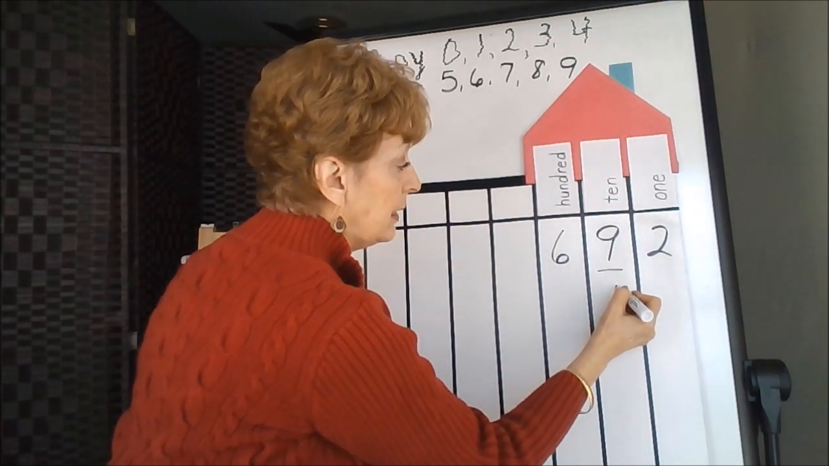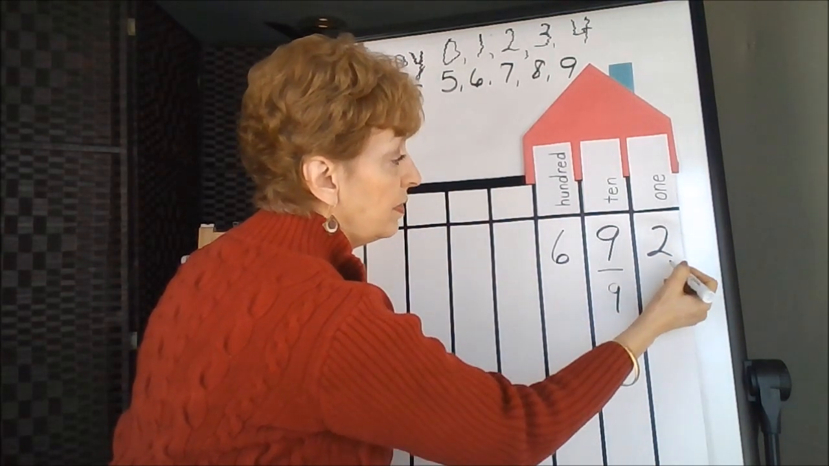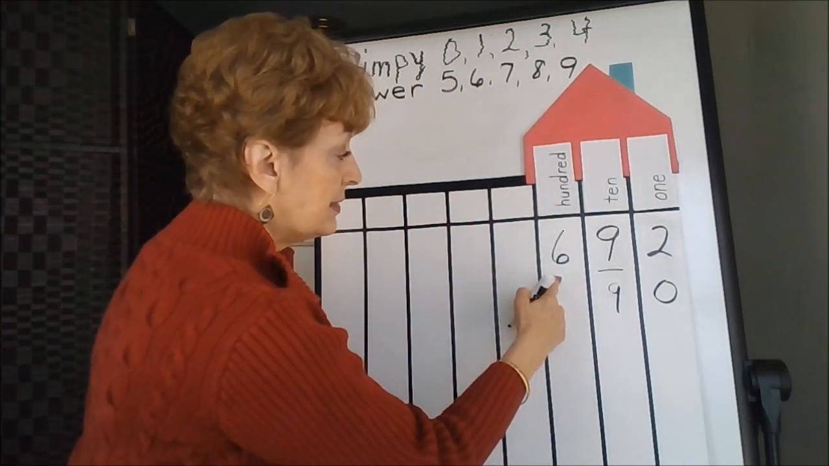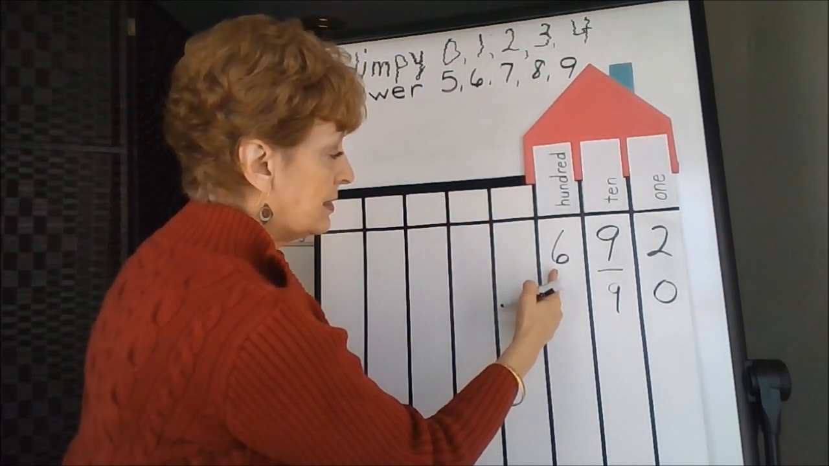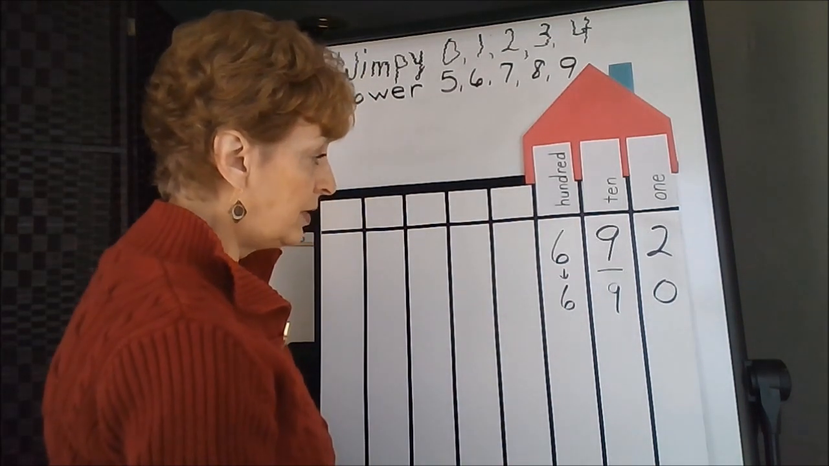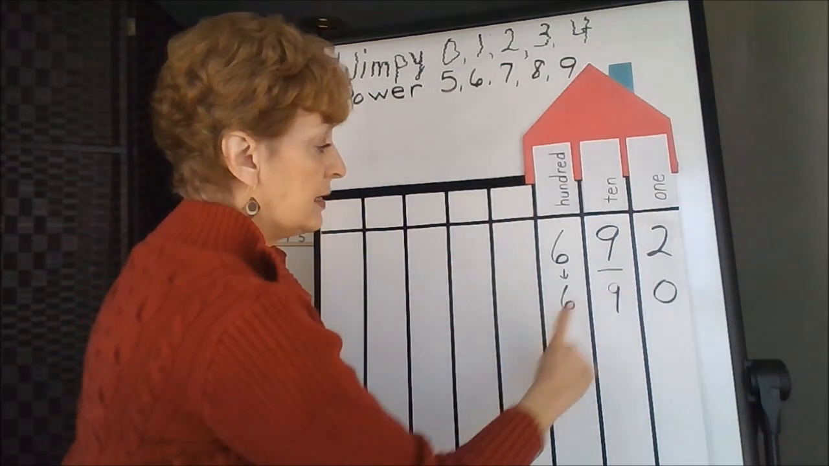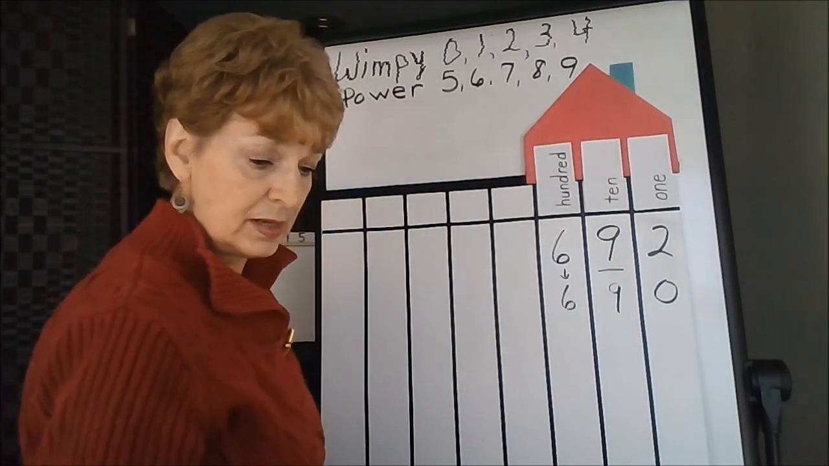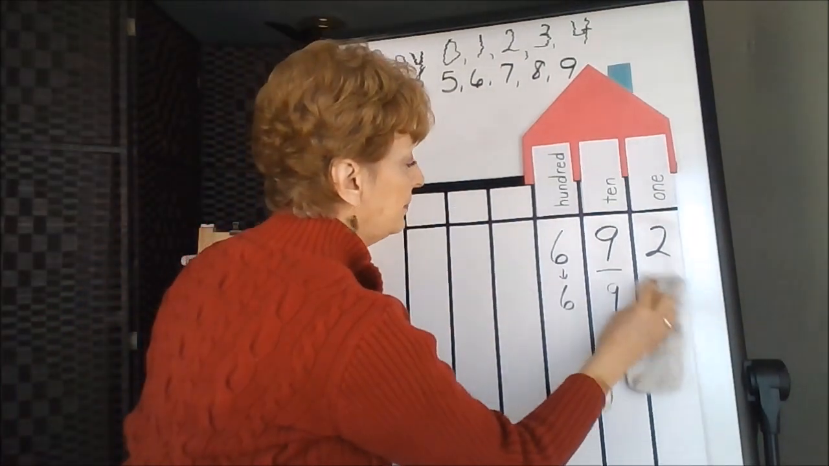So we are going to keep our 9. The 2 will change to a 0. And the 6 is just going to stay the same way. So this is just a drop down. 692 is closer to 690 on the number line.